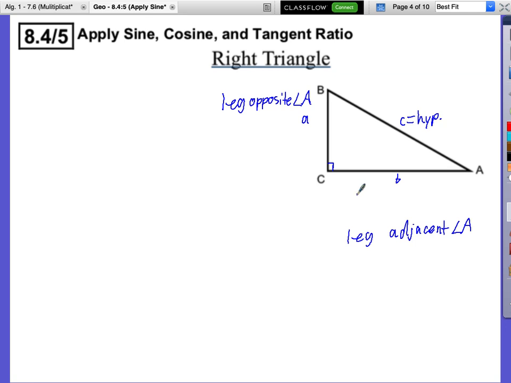Now, we can also say that this leg, B here, the leg is opposite what angle? B. So we could call this opposite angle B or adjacent to angle A. We could really say either here.